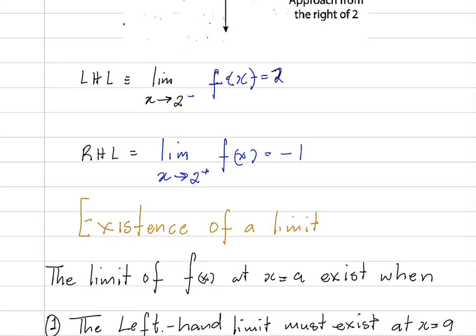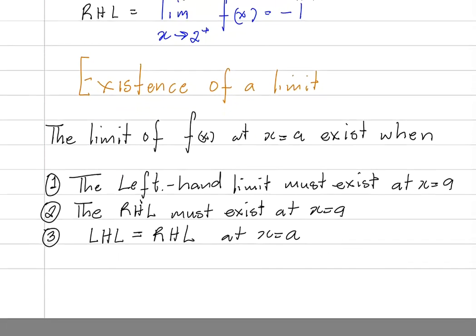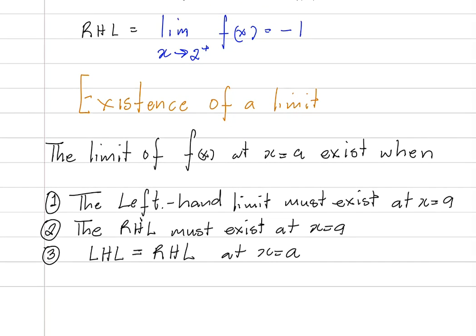All right. Limit, existence of a limit. Now the limit of f of x at x is equal to a exists when, one, the left hand limit must exist at x is equal to a, the right hand limit must exist at x is equal to a, and the left hand limit must be equal to the right hand limit at x is equal to a.